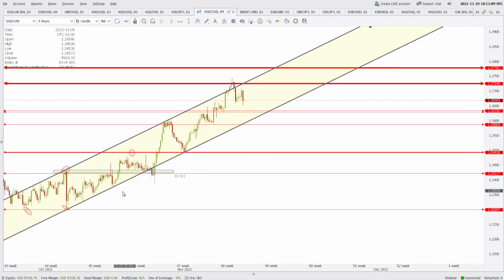Also notice that this rising channel is still intact. Till the time we don't see a close below this rising channel support line, we cannot be sure that the price has started its downtrend. Also see that the price was making higher highs, higher lows, and the recent low that the price has made is this one here. So till the time this low of 1.2610 is not broken, we cannot be sure that the price is in a downtrend.